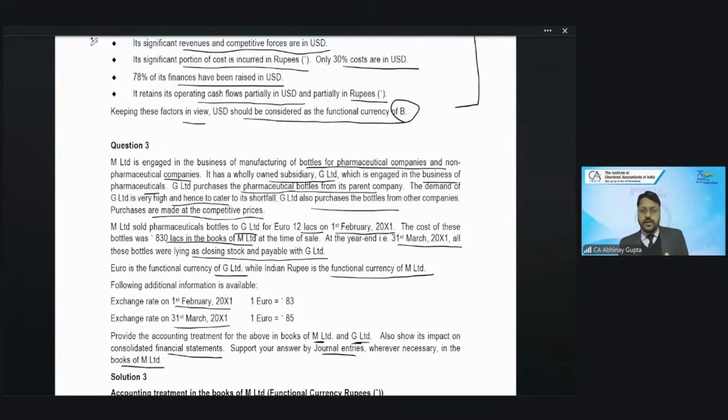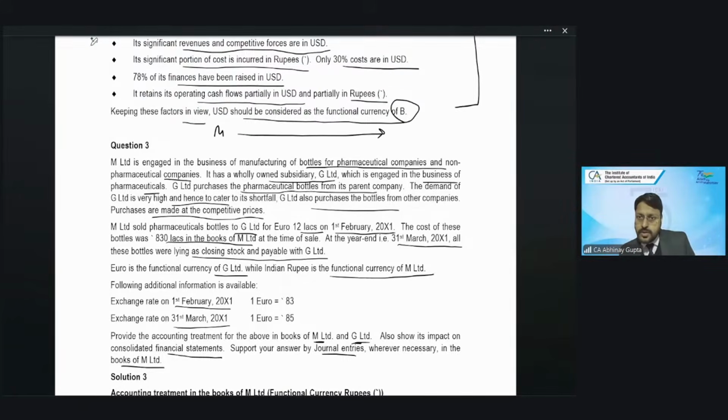So this is a full-fledged Ind AS 21 question, the way you would be expecting to have one in your examination. So I give you 5 minutes. Try it once. Come up with the journal entry in the books of M Limited as well as in the books of G Limited. Then how it will be treated in the consolidated books. So for your easy comfort, I am drawing the facts quickly.